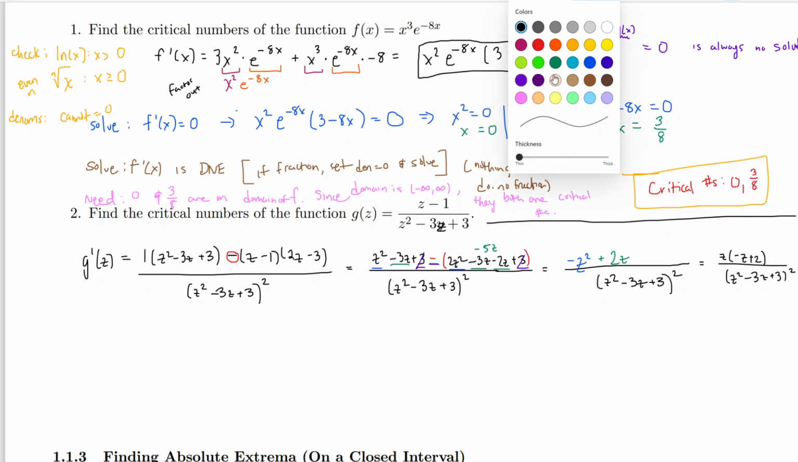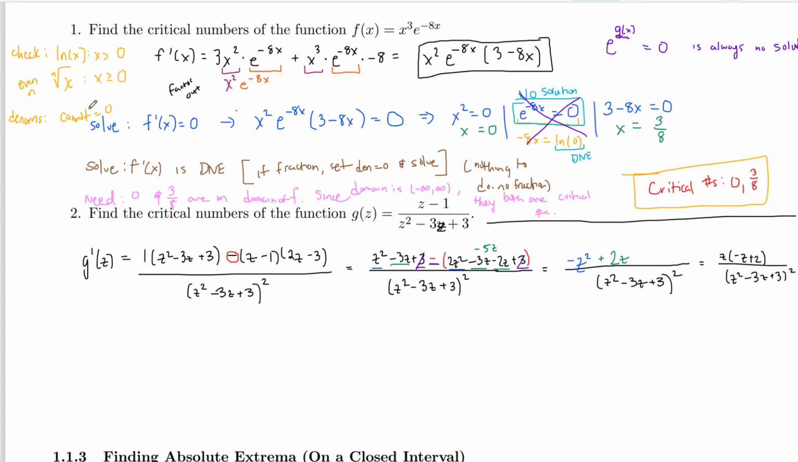Right, now, because this one's a fraction, I'm going to consolidate steps 2 and 3 into one. We're going to find the critical numbers. And the way we're going to do that is with two things. We're going to set the numerator equal to 0 and solve that. So we got z times negative z plus 2 equals 0. And then we're also going to set the denominator equal to 0 and solve. And that would be this entire thing, z squared minus 3z plus 3 squared equals 0.